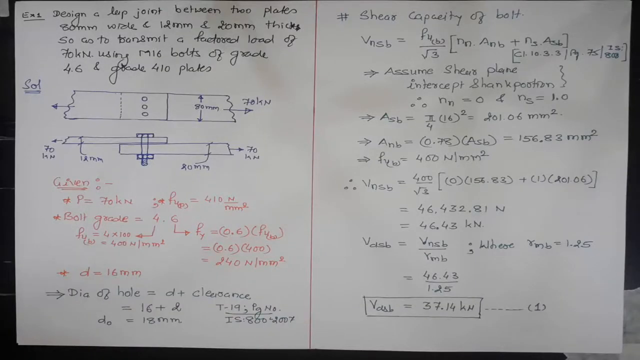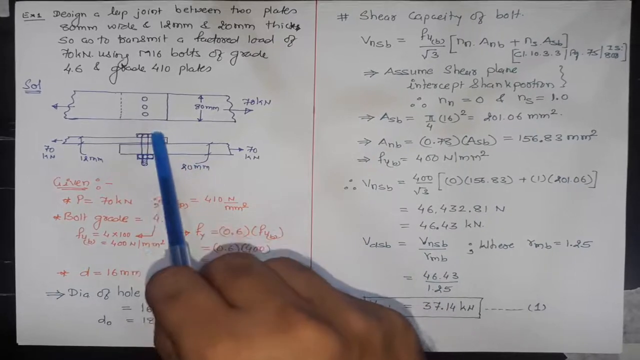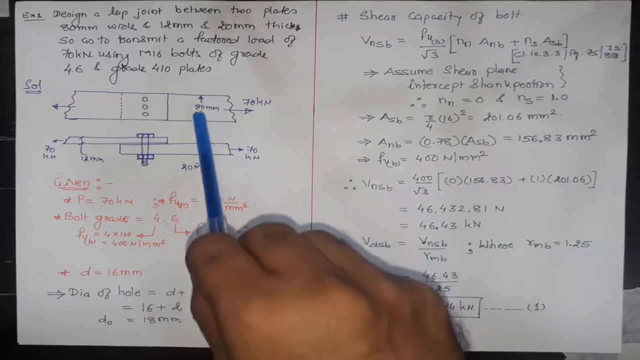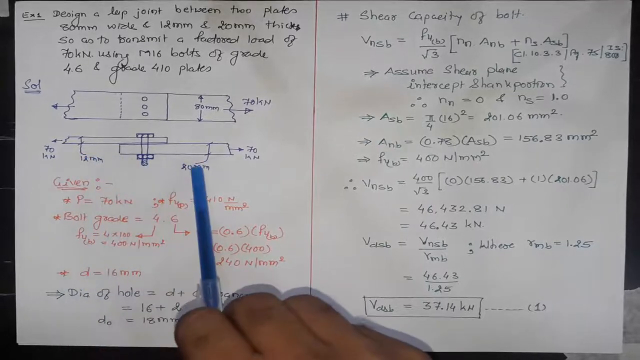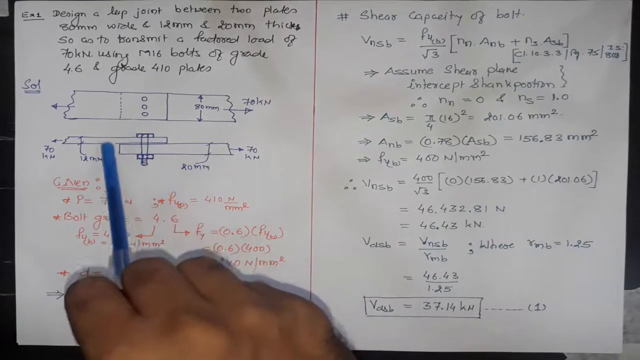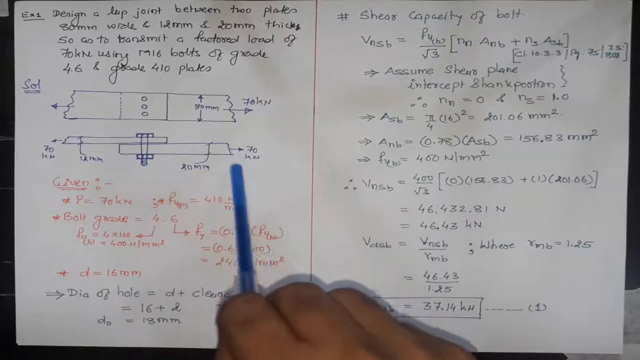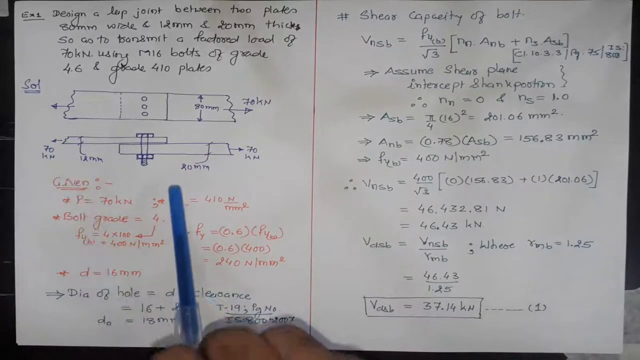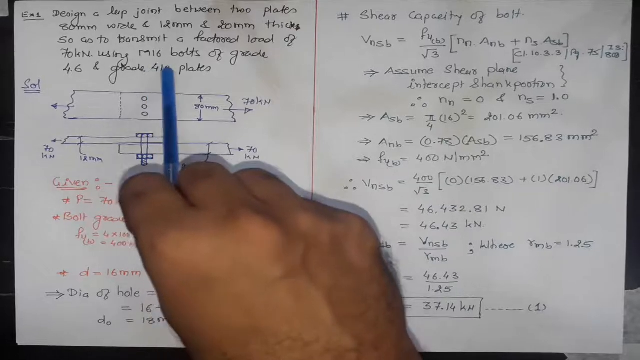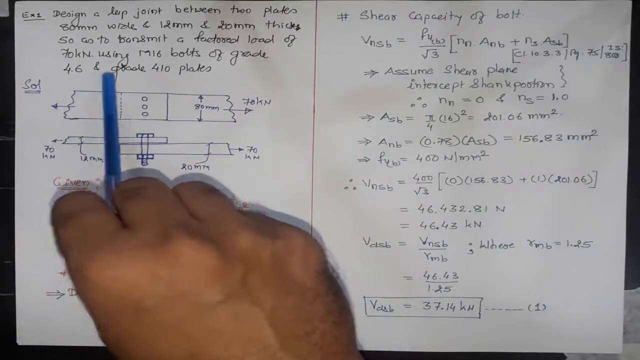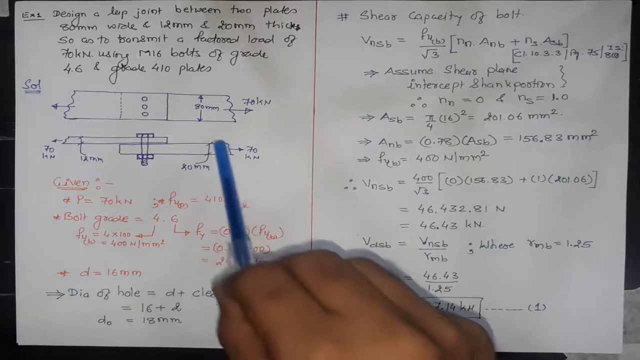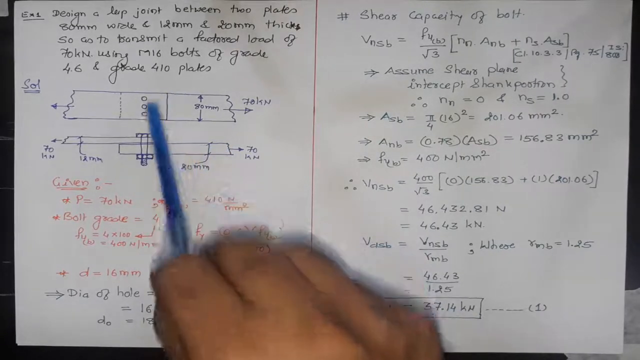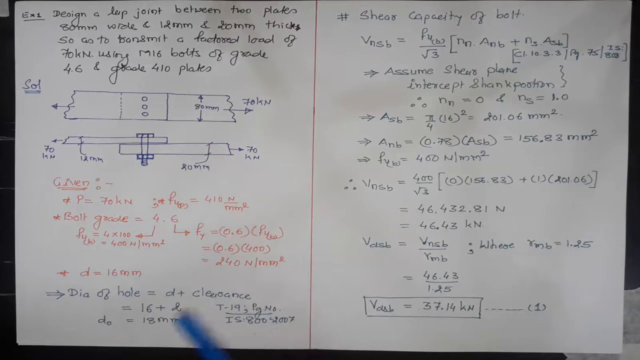Now let's go for an example. Here we are supposed to design a lap joint between two plates 80 mm wide and 12 and 20 mm thick. They are subjected to a factored tensile force of 70 kN. They are connected by M20 bolts of 4.6 grade. Grade of plate is 410 MPa or Newton per mm square. Now let's solve the example.